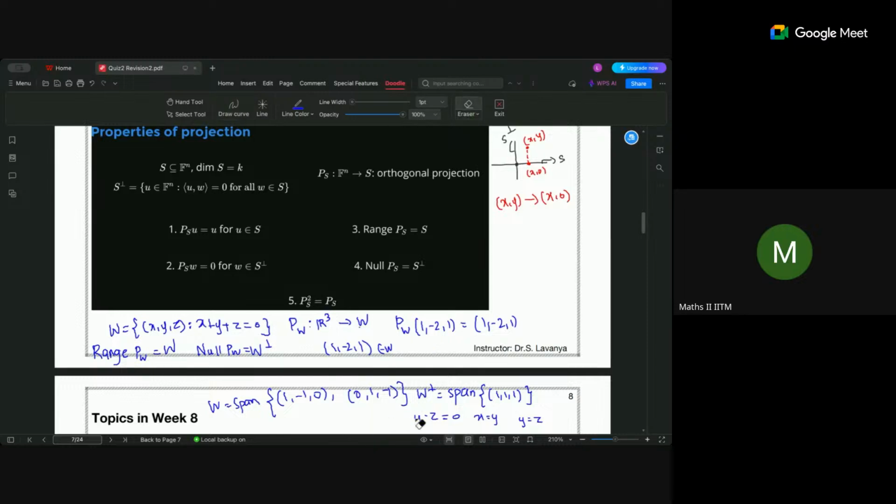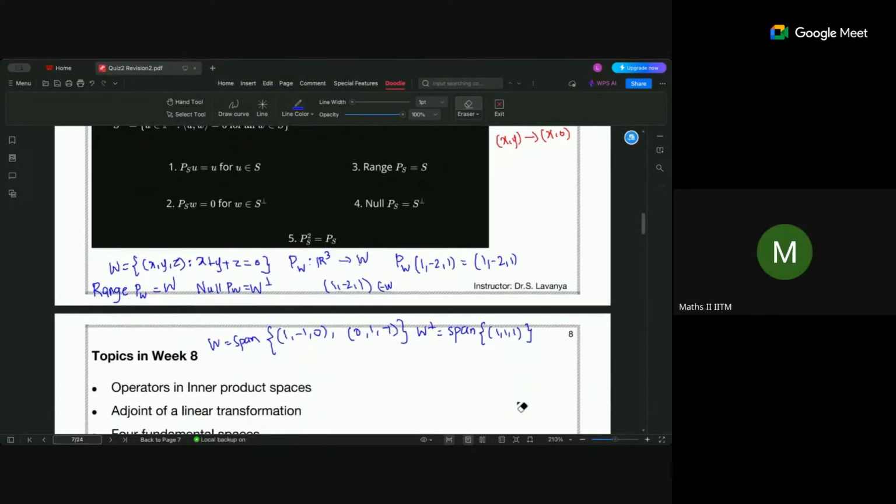Right? So you multiply (1, 1, 1) with any of these vectors, you will get 0. So you see that W perp is the span of (1, 1, 1). Okay? Fine.